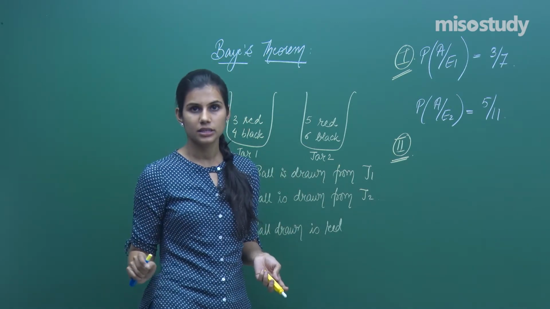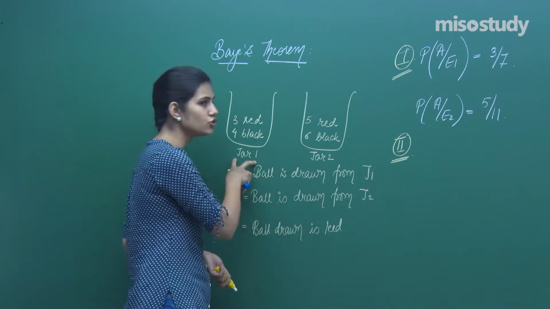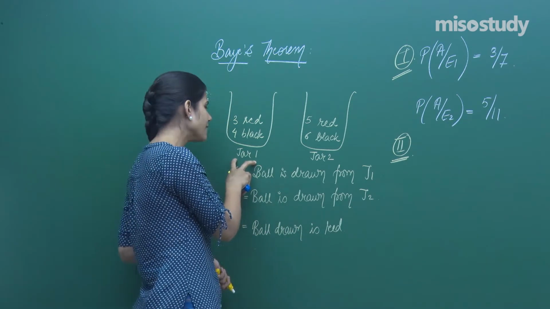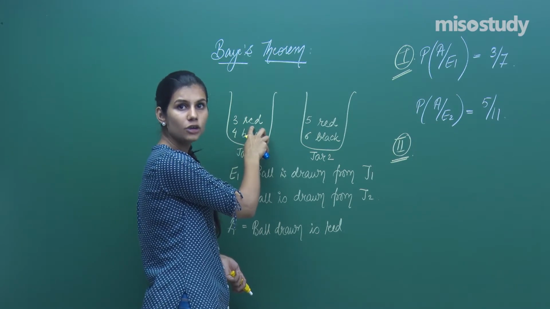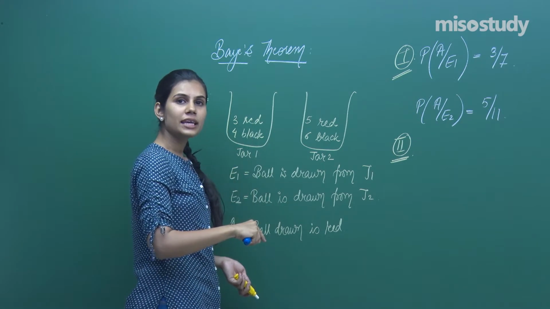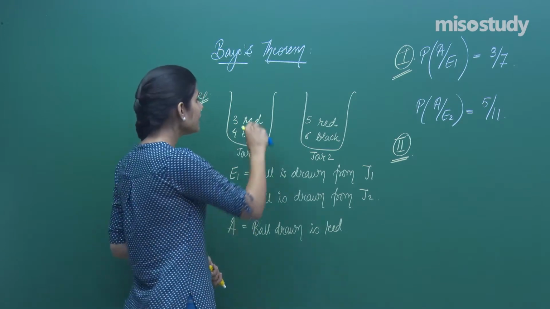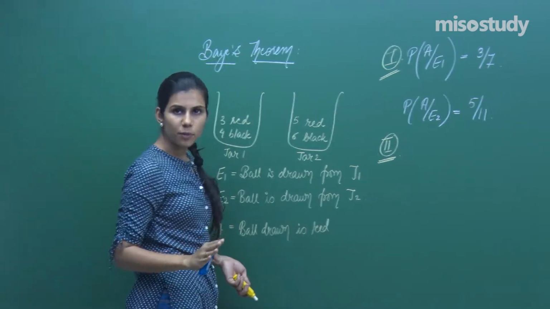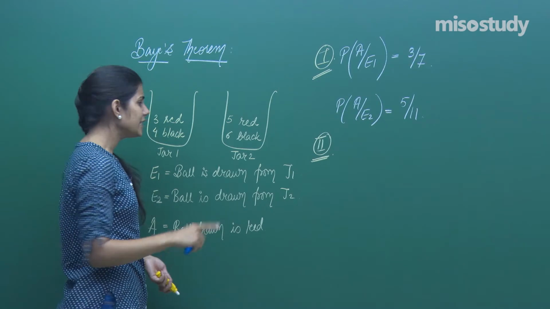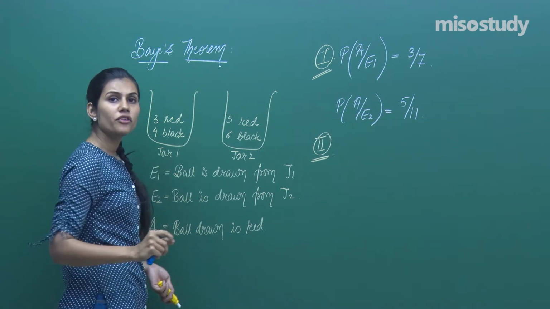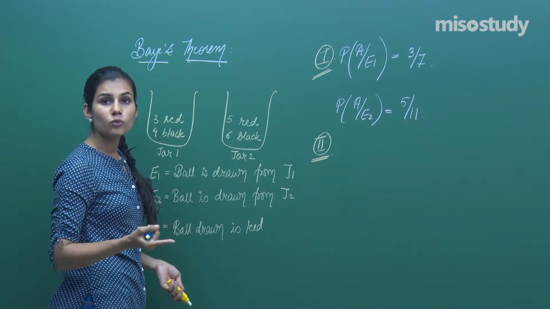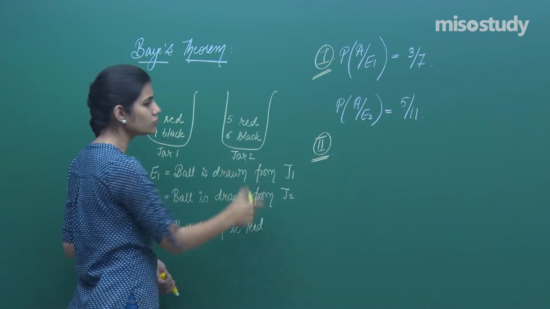Exact reverse. In the previous case, I knew from which jar the ball was being drawn, and then I was calculating the probability of the drawn ball being of a particular color from that jar. Now I am saying the reverse of it. If I know that the ball drawn is a red ball, then what is the probability that it is being drawn from jar 1? If I am already aware that the ball drawn is a red ball, then what is the probability that it is being drawn from jar 2?